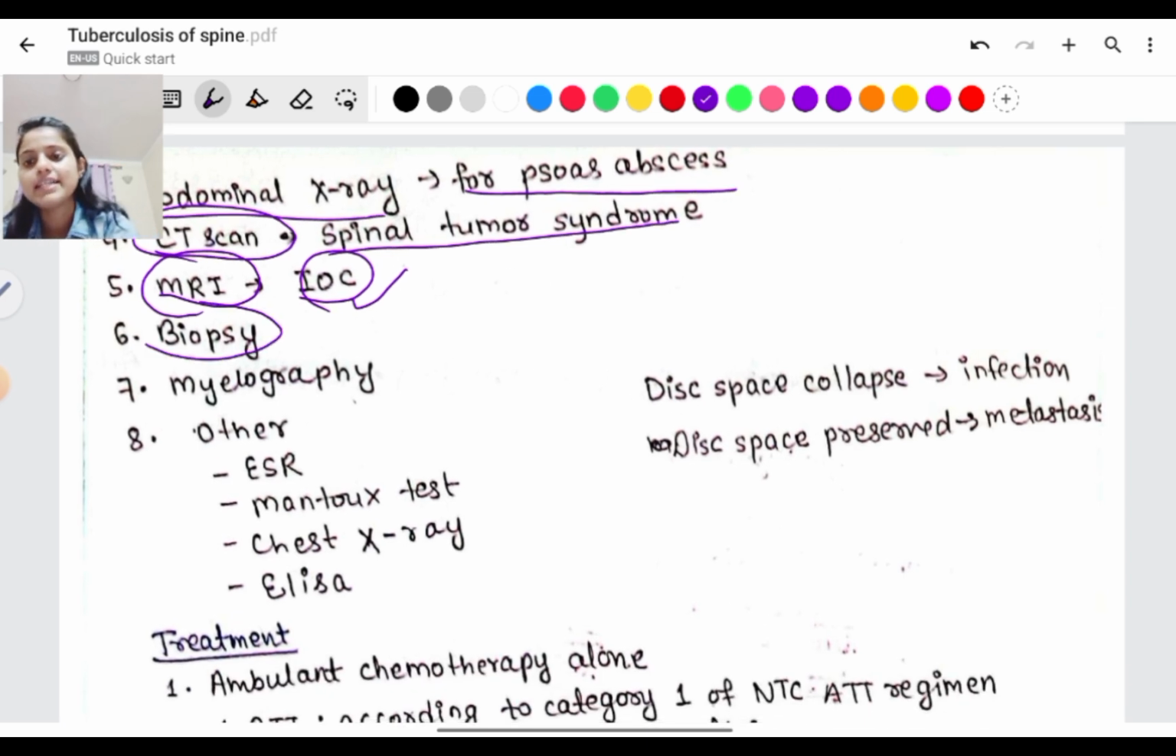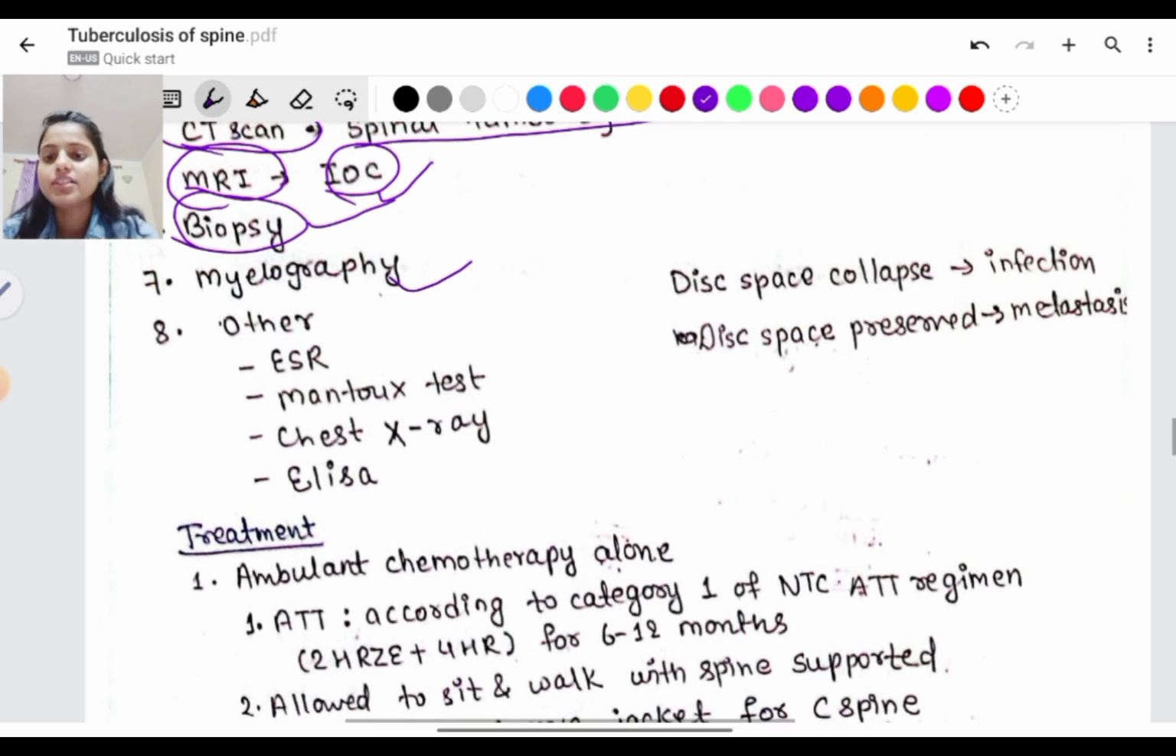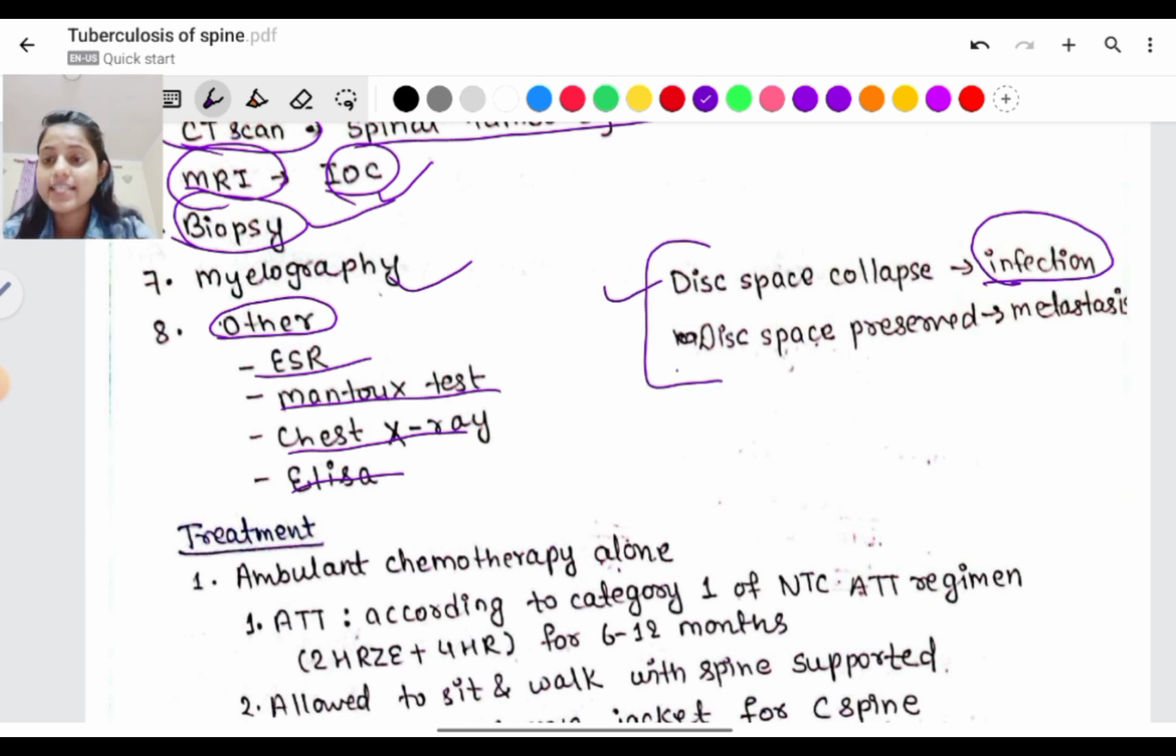Biopsy is done, CT guided or open biopsy can be performed. Myelography is done, and the other supportive investigations are ESR, Mantoux test, chest X-ray and the ELISA. Disc space gets collapsed when there is infection, but disc space is preserved when there is metastasis.